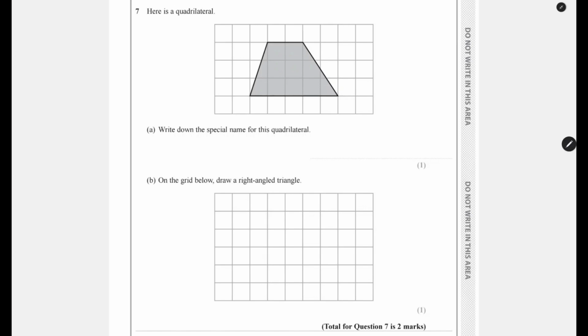Part A is asking us, write down the special name for this quadrilateral. Well, this quadrilateral is called a trapezium.